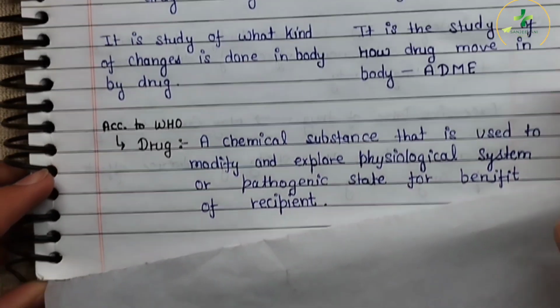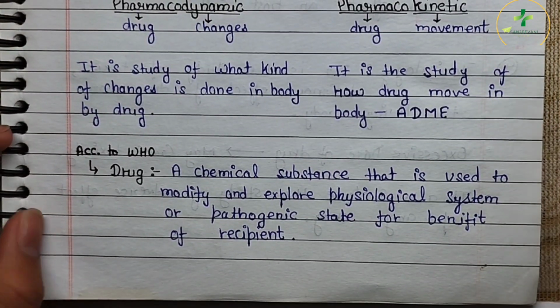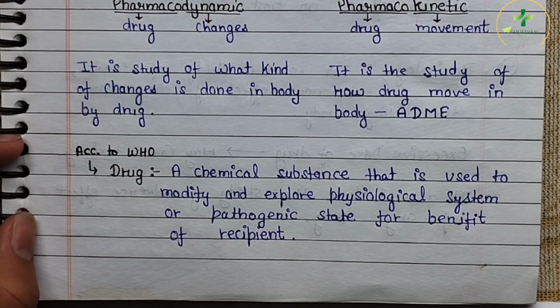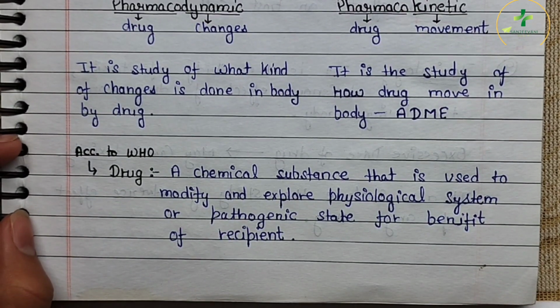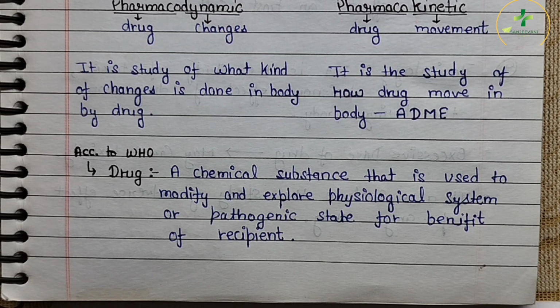Now the definition of drug. A drug is a chemical substance that is used to modify or explore the physiological system and pathogenic state for the benefit of a recipient. Recipient is the person who is taking the drug. Okay, a drug is a chemical substance.